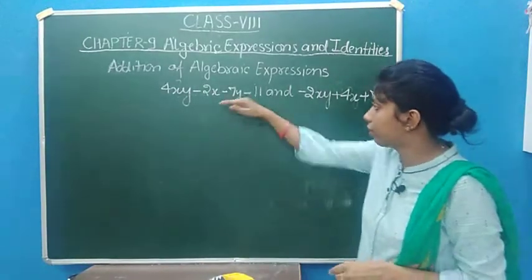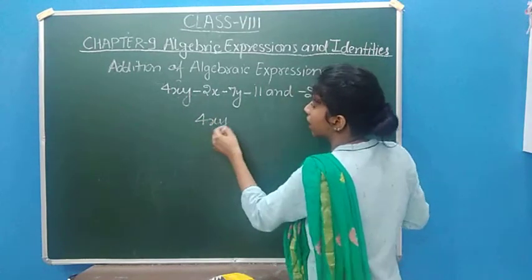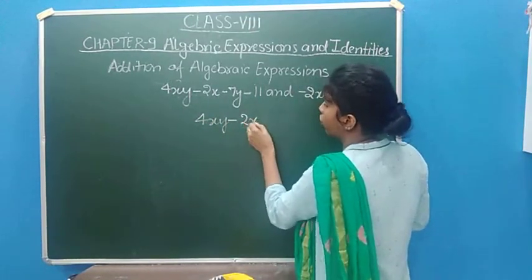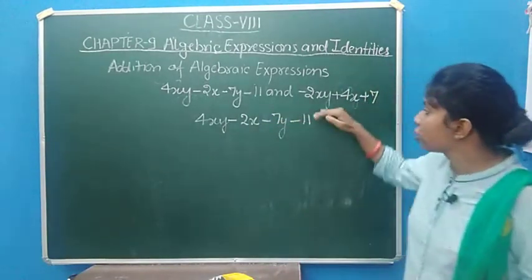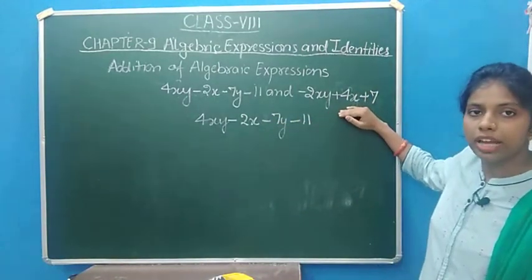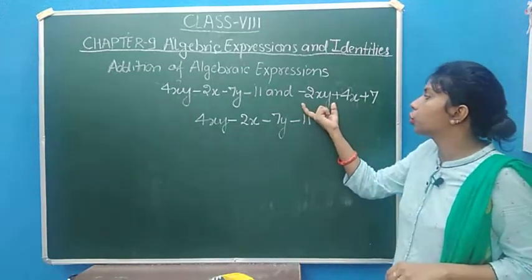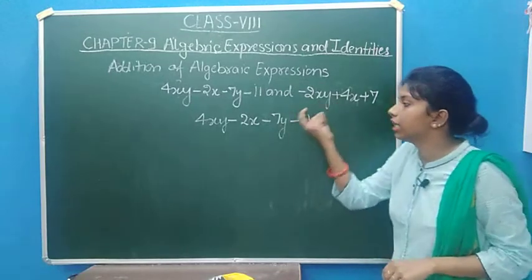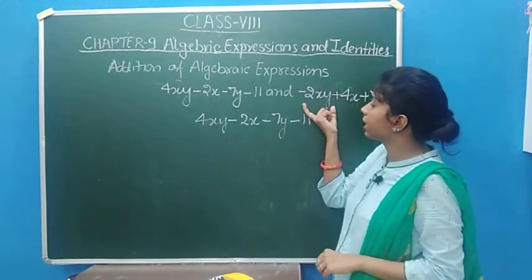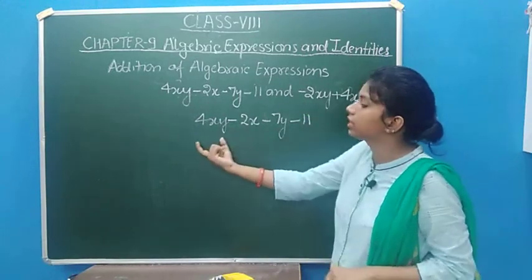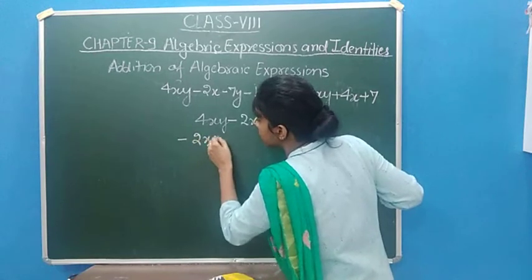So let's first write the algebraic expression. We're going to write it like this: 4xy minus 2x minus 7y minus 11. Okay, now the second algebraic expression we have to arrange with like terms. So the first term is minus 2xy. xy is a variable. Here also we have the xy variable, so we must write this minus 2xy with this only. So I'm going to write here minus 2xy.